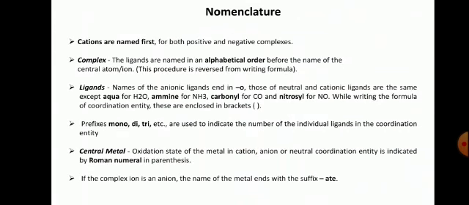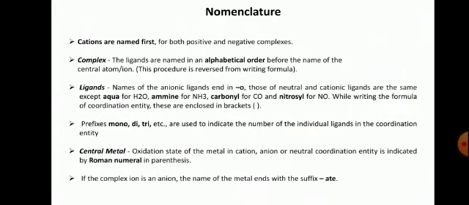The second rule is whenever you're naming a complex, be it first or second, you need to name the ligand first and then the metal. If it is a heteroleptic complex, that means it has more than one type of ligand, you are supposed to name the ligands alphabetically. For example, if you have amine and chloride, A comes first and then C, so amine comes before chloride. When naming ligands, a number has to be mentioned, indicating the coordination number.